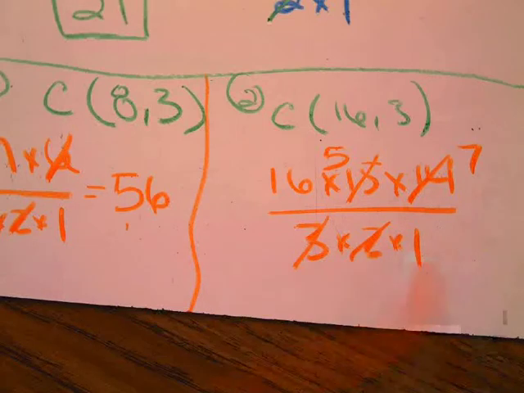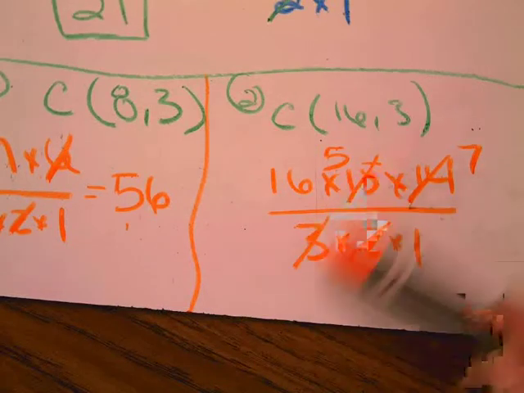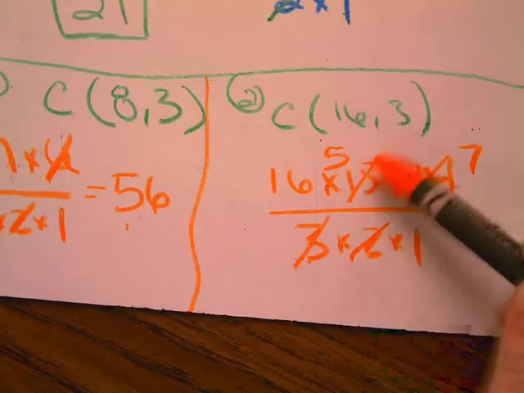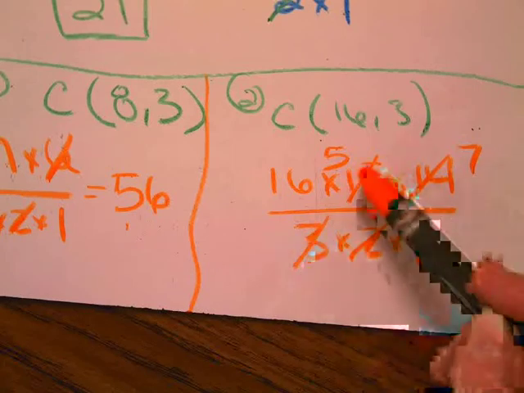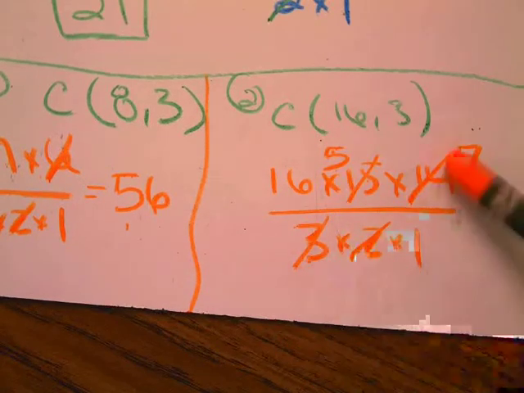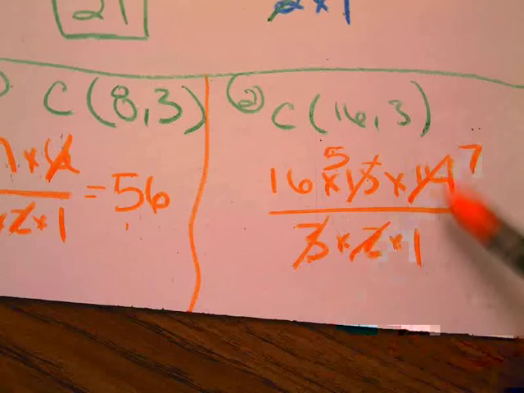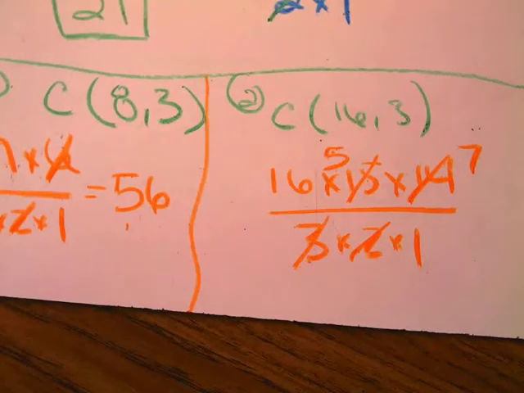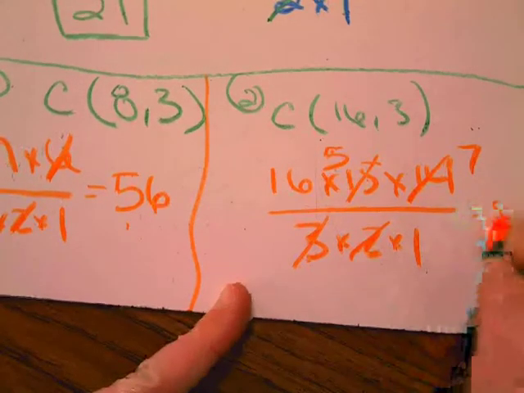The second one, 16 choose 3, so I have 16 times 15 times 14 over 3 times 2 times 1. My 3 and my 15 cancel, and 15 divided by 3 is 5, so I keep my 5 there. The 2 and the 14 can cancel out and change the 14 to a 7. So now all I have to do is multiply 16 times 5 times 7, which gives us 560.